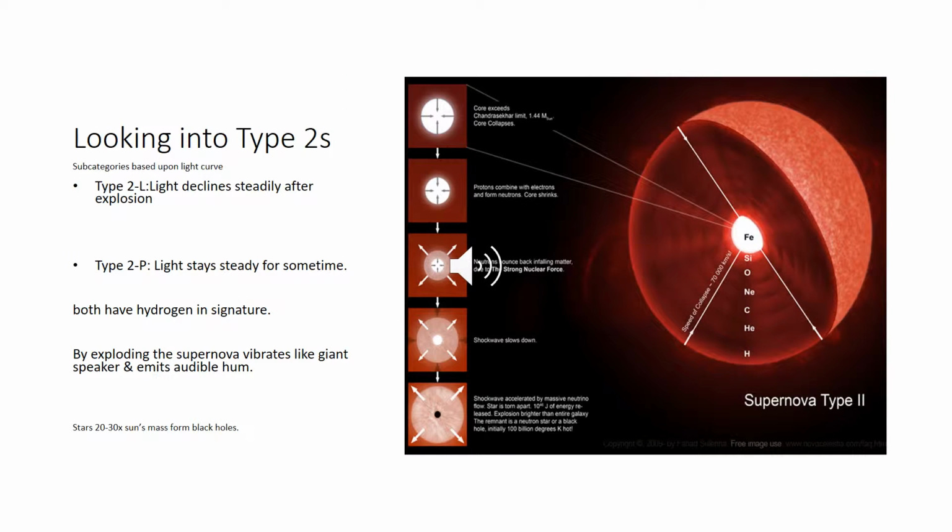Breaking type 2s into subcategories. The subcategories are based upon the light curve. The light in type 2Ls declines steadily after the explosion, versus the light in type 2Ps that stays steady for some time. Both have hydrogen in their signature, and the explosion in the supernova creates a vibration like giant speakers and emits audible hums. When a star is 20 to 30 times the Sun's mass, it actually forms a black hole. You can also look on your right hand side to get a detailed diagram.